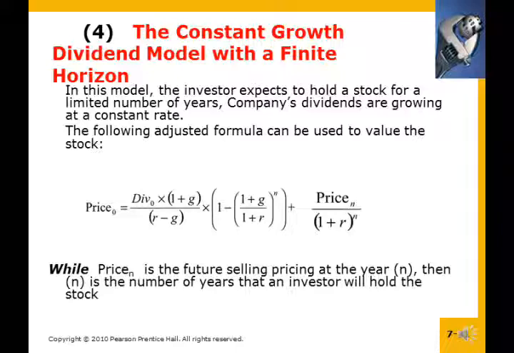So to remember, the first part is a part of the third model, times the new part, which is 1 minus, 1 plus g over 1 plus r, all to the power n, plus a part from the second model, which is price n divided by 1 plus r to the power n. Here price n is the future selling price at the year n, and n is the number of years that an investor will hold the stock.